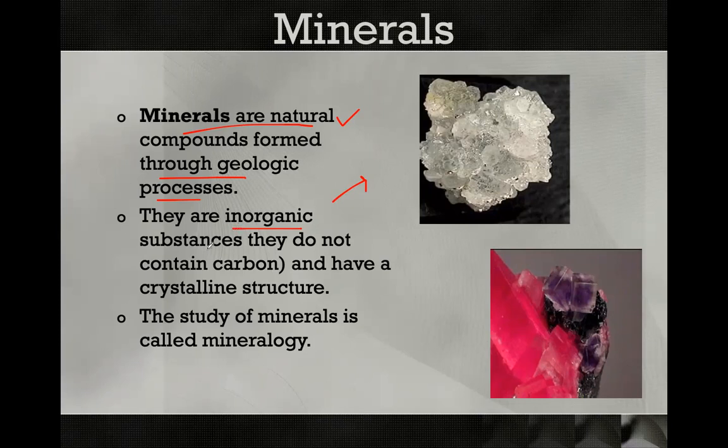They are inorganic substances. Actually, they do not contain carbon, but graphite is one exception. The graphite we are talking about is not organic carbon. It is inorganic carbon. So therefore, you can take it into the definition of a mineral. And also, it should have a crystalline structure, as I said. That means that it should have a nice, beautiful shape. That is the crystalline structure. Different shapes, different crystals are there.